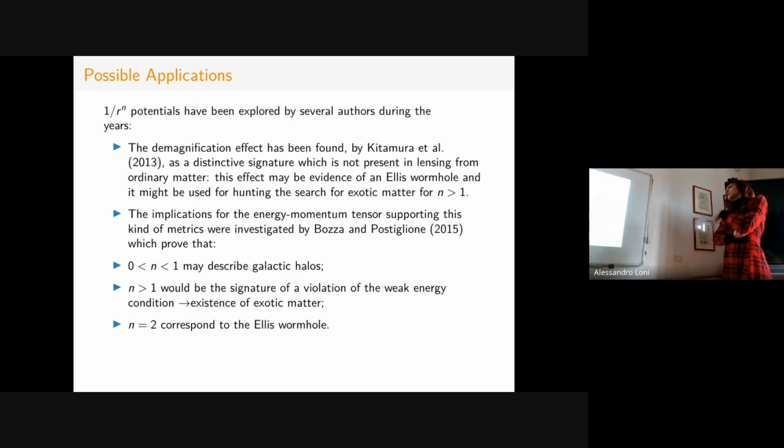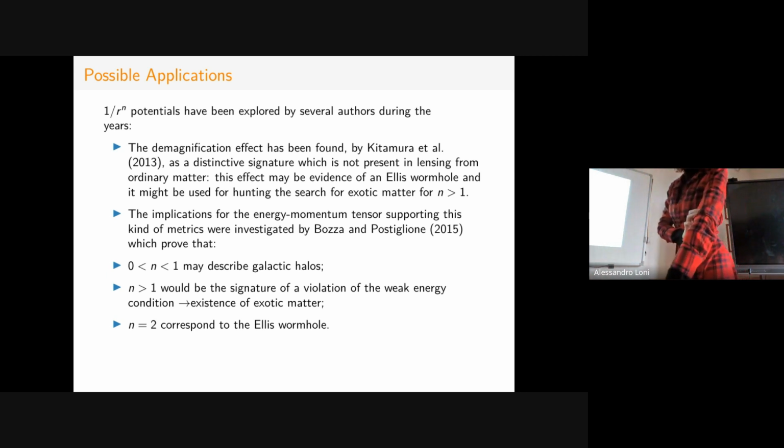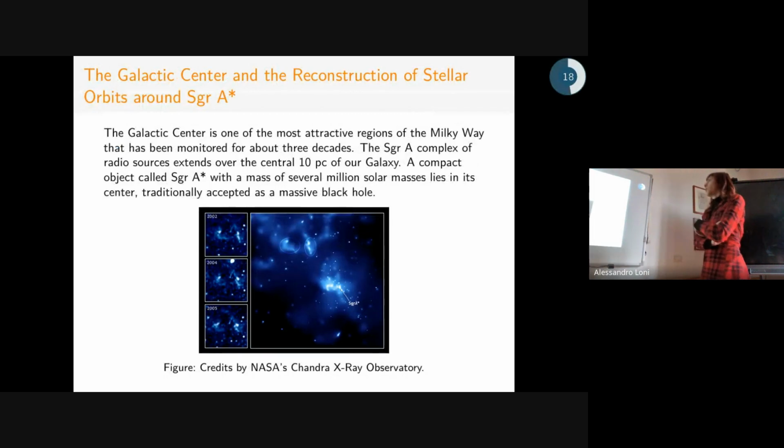This part was already investigated by Botz and Pietroni, who stated that with an index between 0 and 1, we can have galactic halos. With index greater than 1, we have a signature of violation of the weak energy condition, so the existence of exotic matter. And as I told before, with n equal to 2, we have the Ellis wormhole. So this is regarding the first part on the weak lensing.